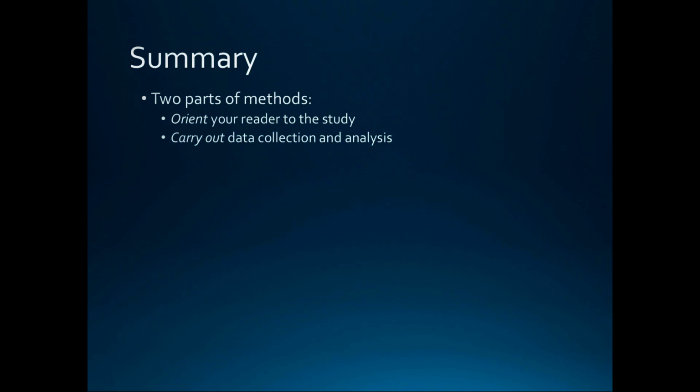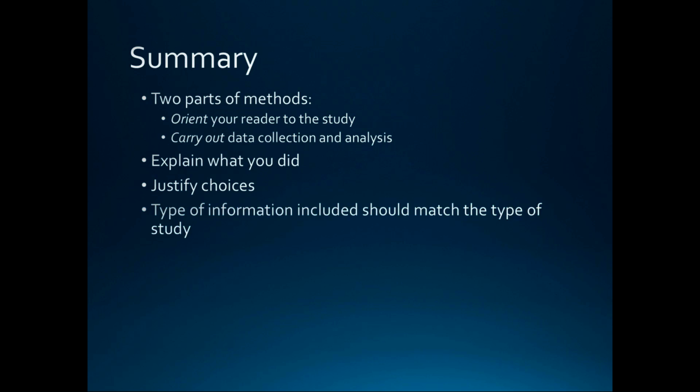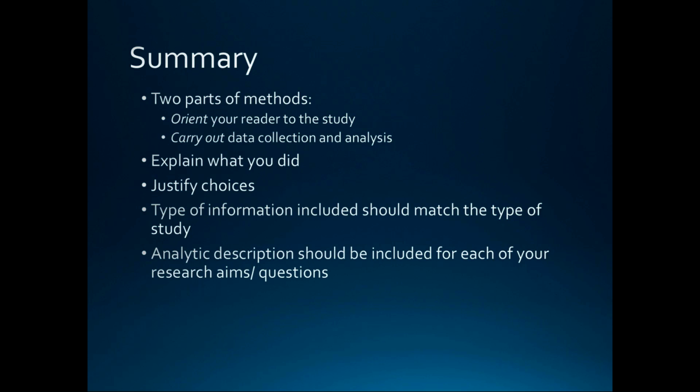In sum, you can think of your method section as having two parts. The first part orients your reader to the study, and the second part is all about carrying out the data collection and analysis. Your method should explain what you did. It should also include why you did what you did. The type of information included should match the type of study. I suggest you follow examples of papers published on topics and study designs similar to yours. And finally, the analytic description should be included for each of your research aims and questions.